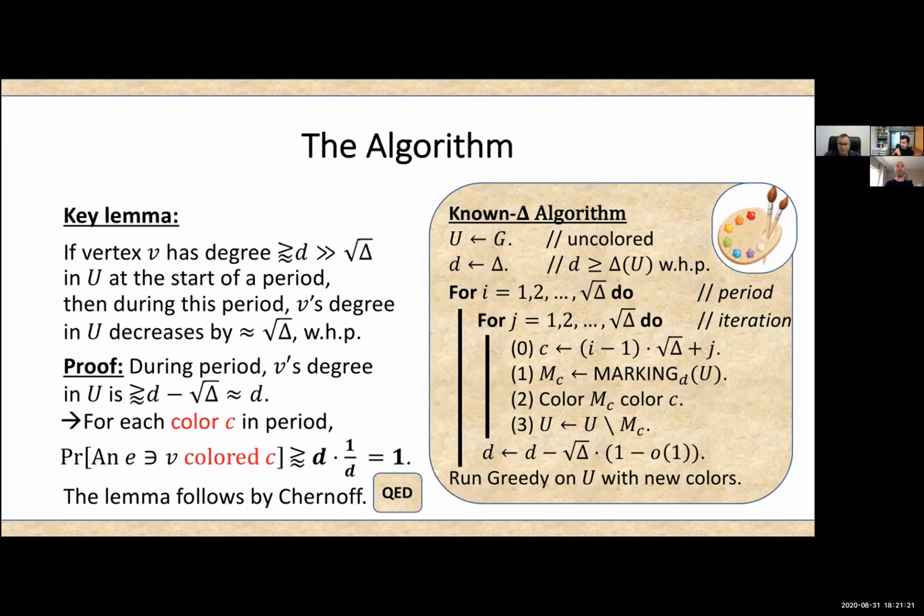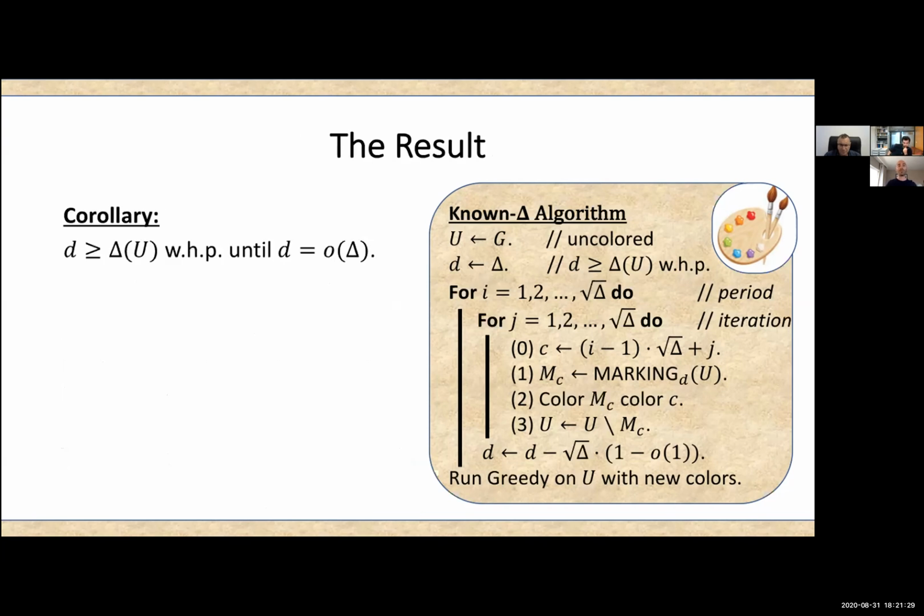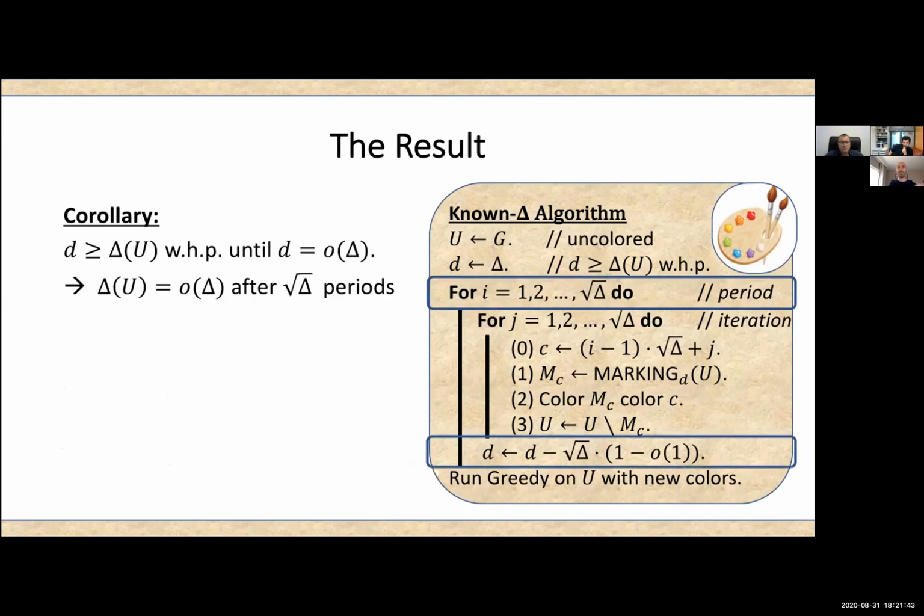Okay. So again, every vertex that has roughly maximum degree loses essentially 1 edge per color during a period. And as a corollary of this, we find that, as I said before, D remains an upper bound on the uncolored graph's maximum degree with high probability until D is, say, roughly root delta, until D is little order of delta. As a consequence of this, since we have root delta of these periods, and in each one of these we decrease our upper bound D by roughly root delta, after all these root delta periods, the uncolored graph's maximum degree is little order of delta.